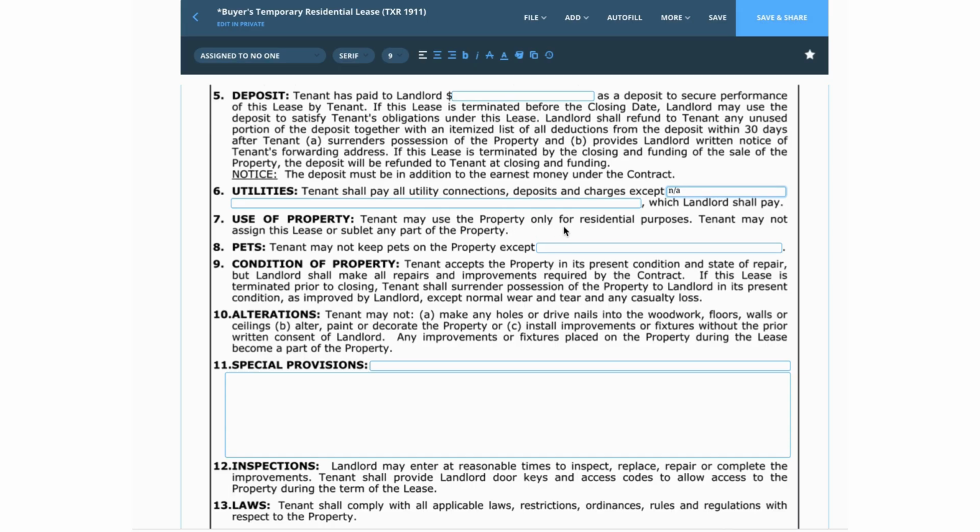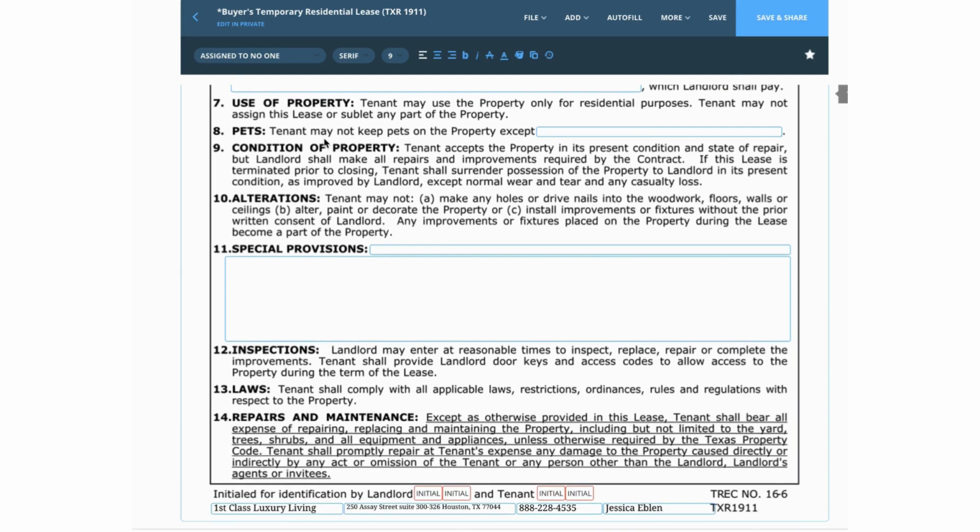Tenant may use the property only for residential use. Tenant may not assign this lease or sublease any part of this property. Also, any pets: no pets, except for, and you'll put the exception of the pets that you're allowing them to have at the property. Condition of the property. Tenant accepts the property in its present condition and state of repair, but landlord shall make any repairs and improvements required by the contract.